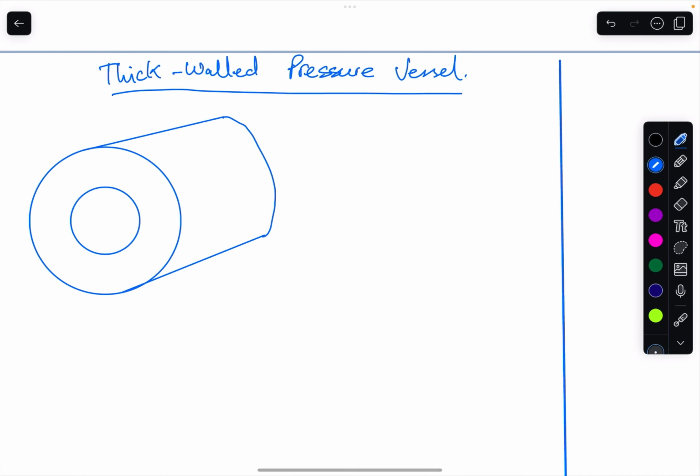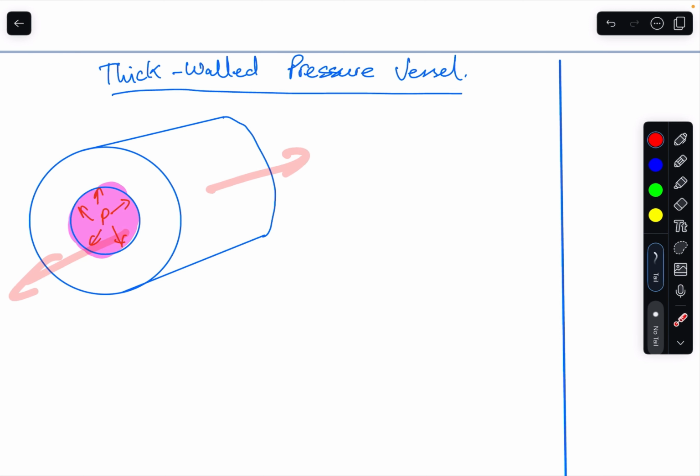Now we're going to look at thick wall pressure vessels. To start off, we're going to use the same concept for longitudinal stress. You have a pressure on the inside. This area is where that pressure is trying to push out. So we're looking at longitudinal stress, and it's trying to push out the vessel in that direction.